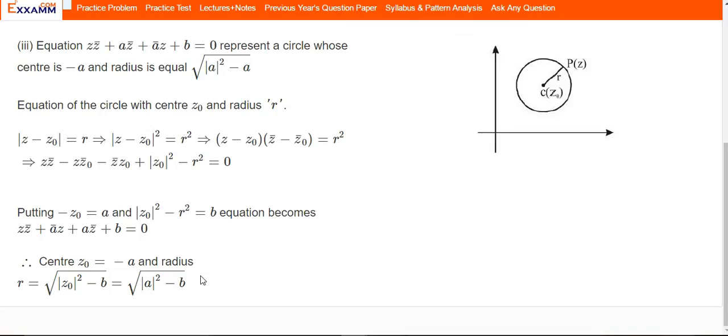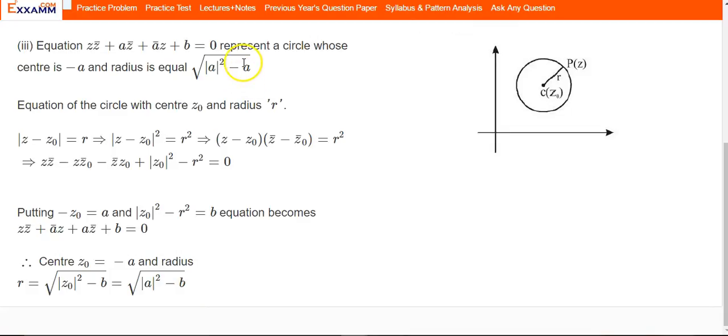So r is equal to the square root of modulus of z0 square minus b. Now in this case, what do we know? That z0 is equal to minus a. So replacing that we get r equal to root of modulus of a square minus b.